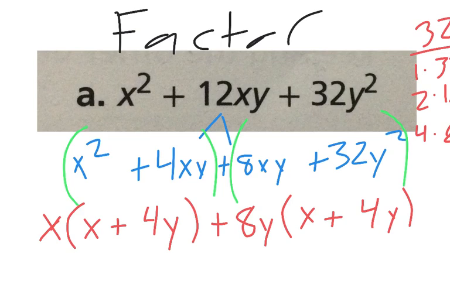Anytime the parentheses match, grouping's good to go, which means this factors to be what's in front of the parentheses, x plus 8y, times the matching parentheses, x plus 4y.